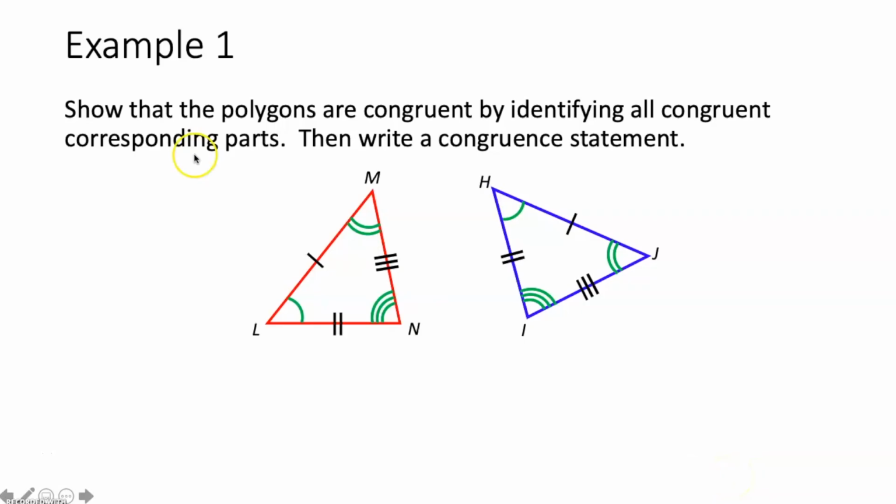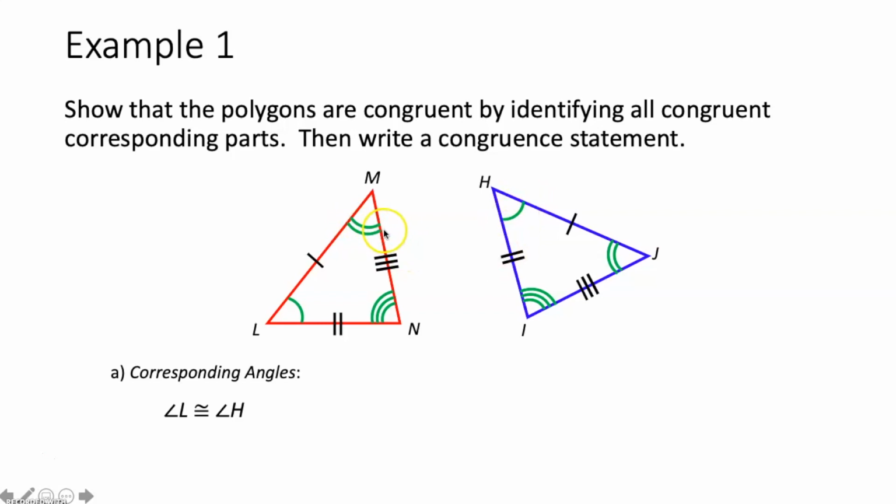Example time. Now, example 1 says show that the polygons are congruent by identifying all congruent corresponding parts. Then write a congruent statement. So remember, when we're talking about congruent corresponding parts, we're talking about all the corresponding angles and all the corresponding sides. So let's first look at the corresponding angles. Because angle L has one arc right here, we know that it must be congruent to angle H, which also has one arc over here.